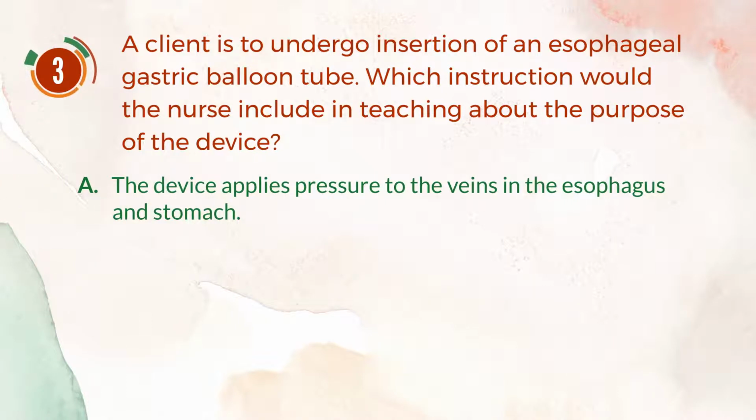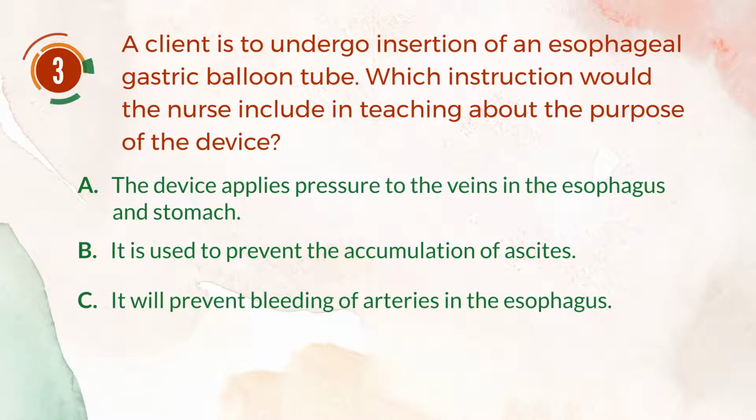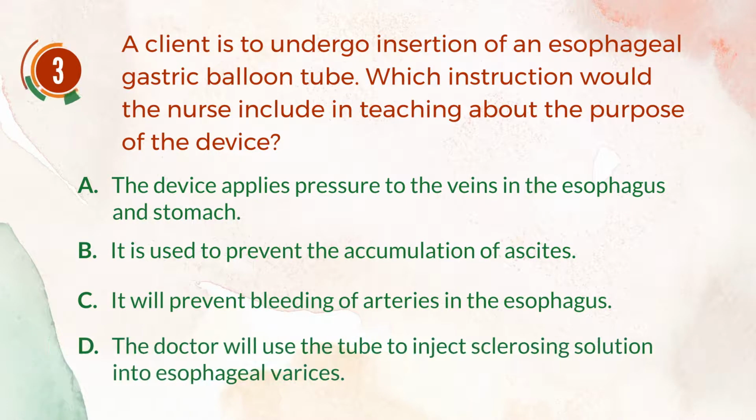A. The device applies pressure to the veins in the esophagus and stomach. B. It is used to prevent the accumulation of ascites. C. It will prevent bleeding of arteries in the esophagus. D. The doctor will use the tube to inject sclerosing solution into esophageal varices.